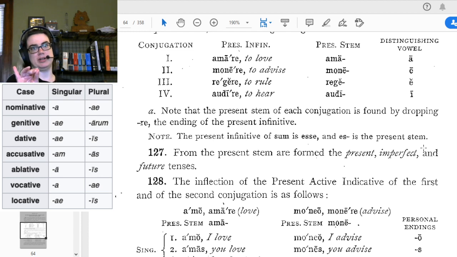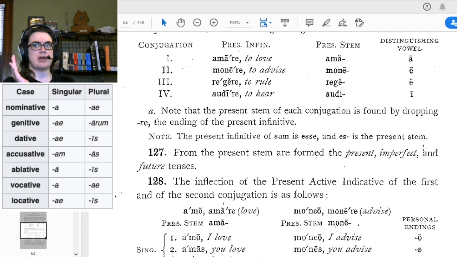really, really important here. From the present stem, that ama, mone, rege, audi, are formed the present tense, the imperfect tense, and the future tense. Now, that can sound kind of confusing because it's called the present stem. So why isn't it being used for imperfect, which is past tense, and future, which is future? It's just the way the verb is structured.